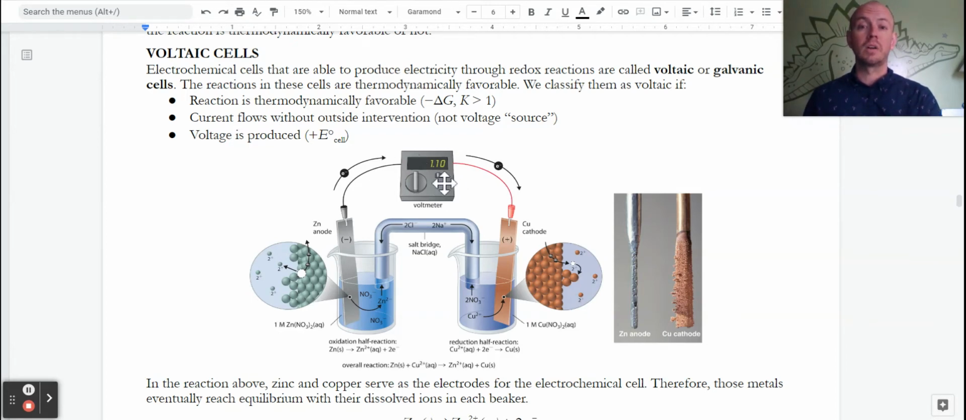A voltmeter with a positive voltage is one sign. An electrolytic cell would be plugged in maybe to the wall, or it would say electricity source. So we have no voltage source. The current is flowing on its own. We can also, and we will, look at calculating where the voltage comes from and why something's oxidized or reduced.